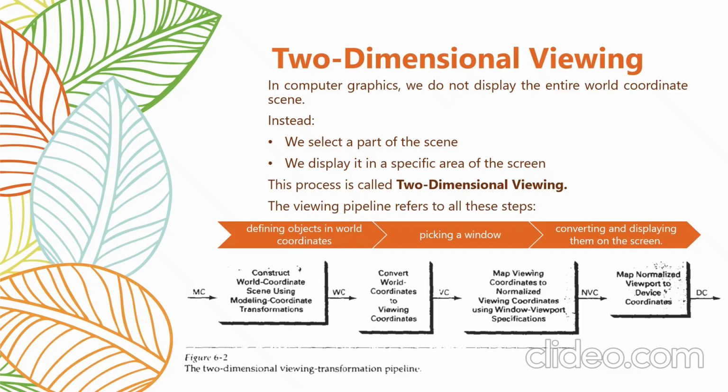The complete sequence of operations is known as the viewing pipeline, and the viewing pipeline consists of three important stages. First, the objects are created in the world coordinates, and then the required viewing window is selected. And the third step is that the selected region is transformed and displayed on the screen. This process improves efficiency because the computer processes only the visible part instead of rendering the entire scene.